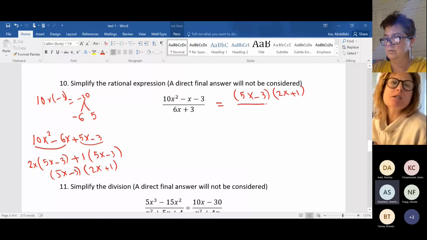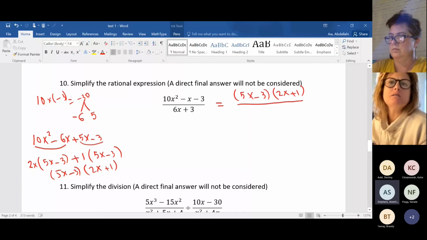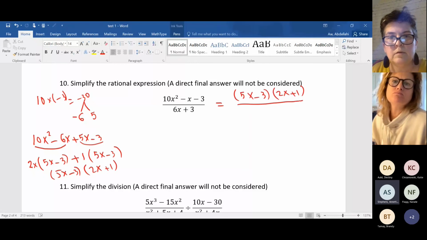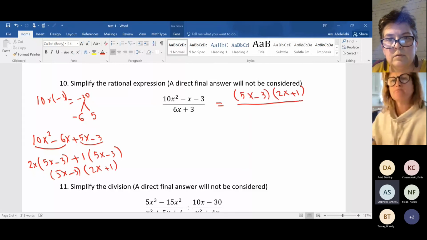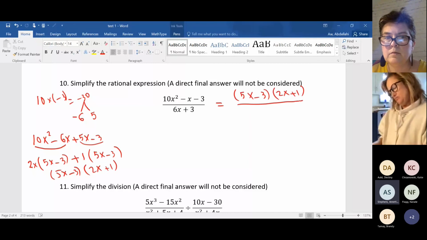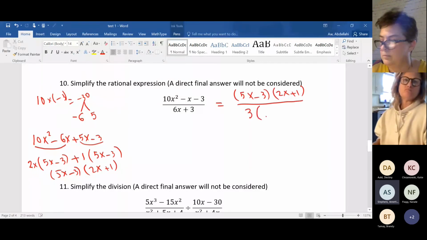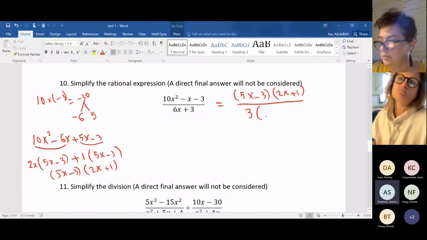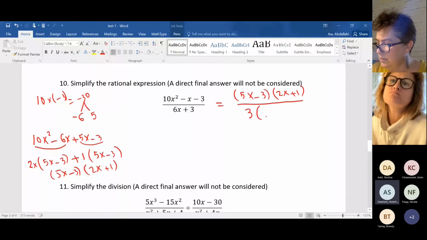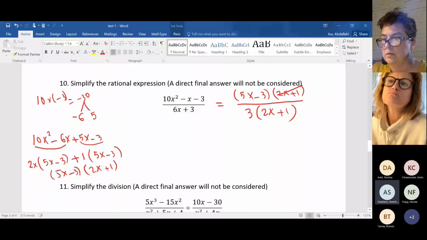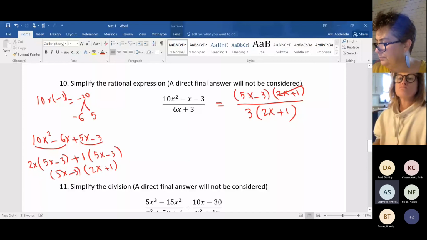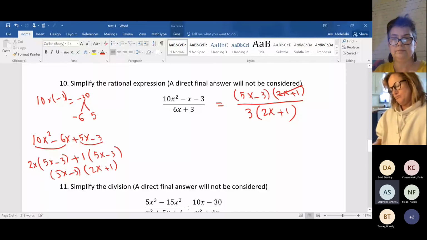And here's the denominator. What can you factor out from the denominator? 3. 3, thank you. It's 3 times 2x plus 1. Do we have something to cancel out here? The 2x plus 1, right? So my final answer will be 5x minus 3 over 3. And we can rest here. All right, everybody see that?